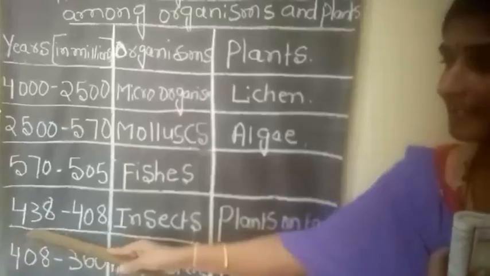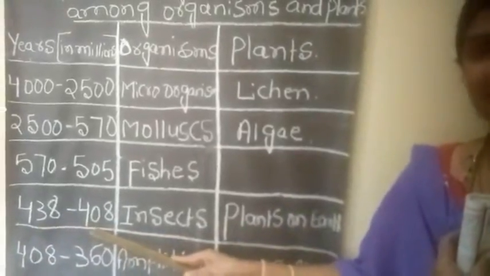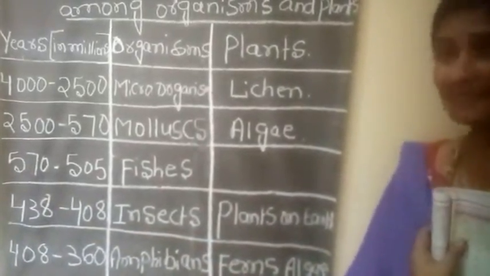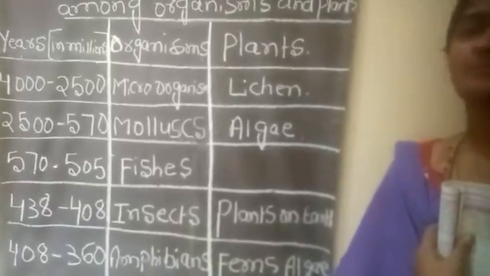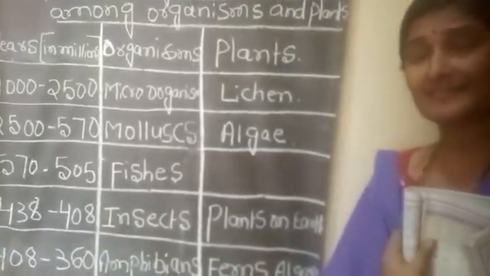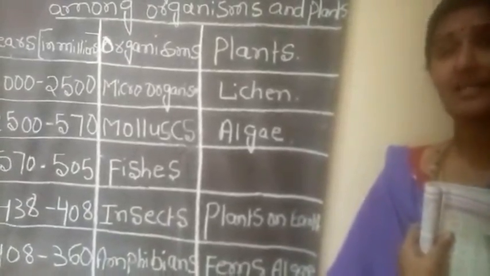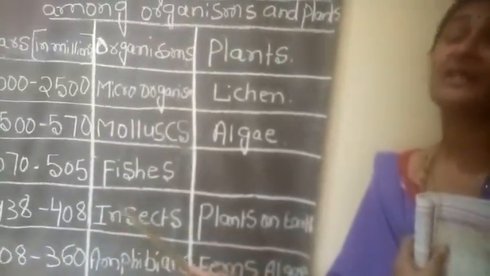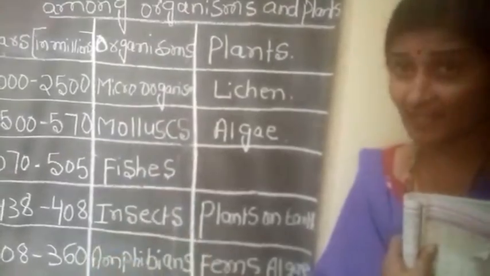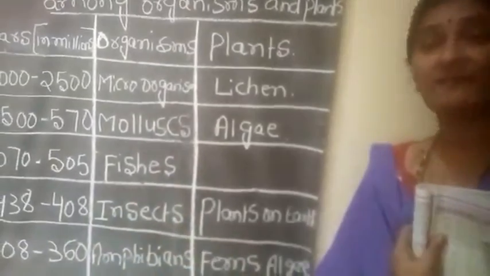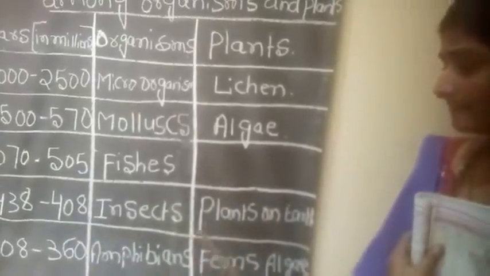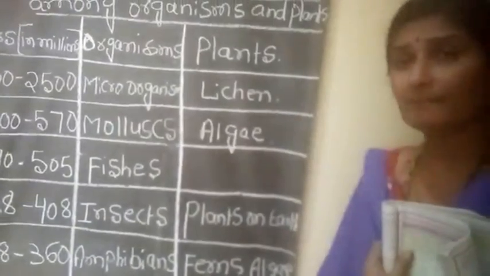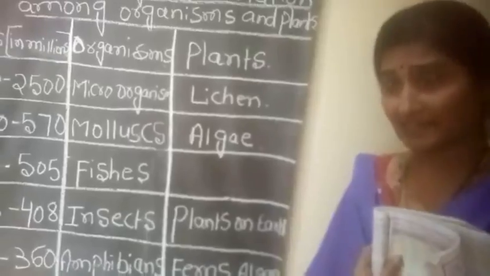And coming to 438 to 408 million years ago, insects came into existence. Can you tell me the examples of insects? Honeybee, lizard, then ants, flies, etc. And even the flying insect is included in the insects column. Flying insects, for example, dragonfly, which flies. Okay, then coming to plants on earth, you can find the different plants which came into existence.